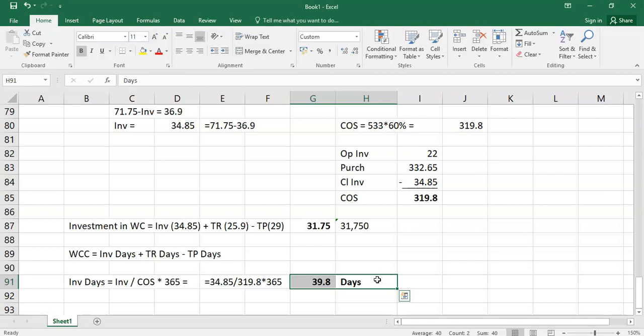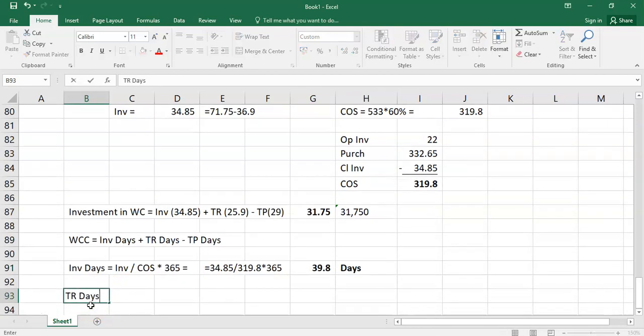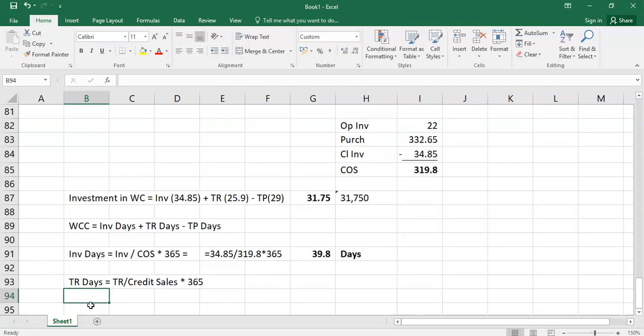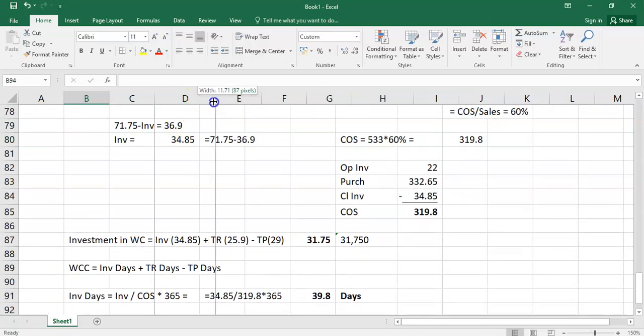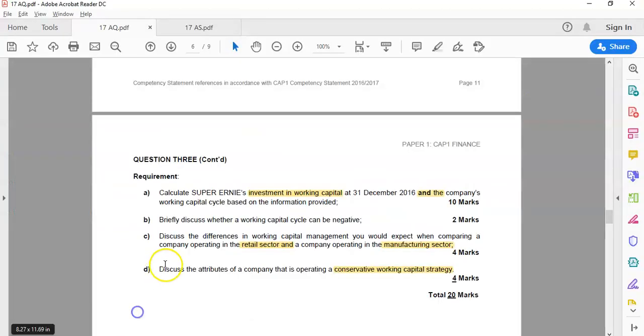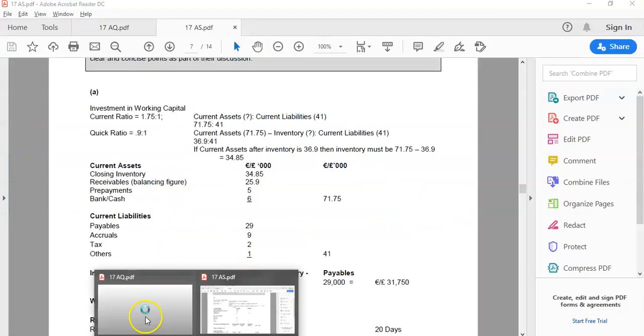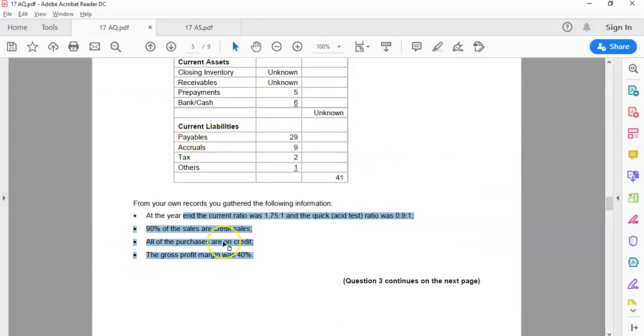We're only asked to calculate it. So 39.8 or 40 days. Trade receivable days is trade receivables over credit sales times 365. If you don't have credit sales, you just use total sales. But a lot of students would have missed the little bullet point here. You're told in the question, credit sales are 90% of sales.